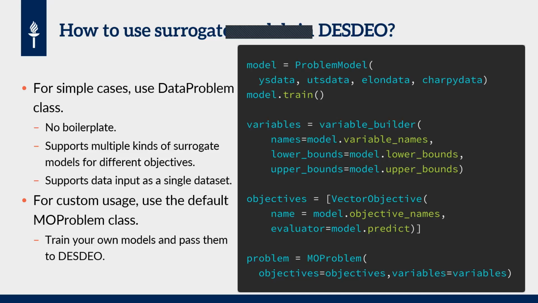Any other question? So where do you define the surrogate models? Is it in this YS? In this model.train call.